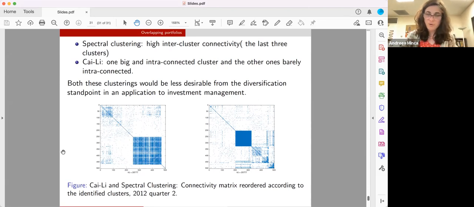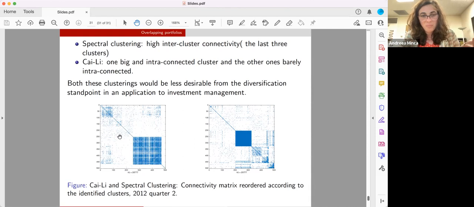properties. Now, let's go back from the Korean example to the overlapping portfolios. I think the other clusterings are less desirable because of what they produce. This is what you would get by using one of these two methods, spectral clustering and Tsai-Lee. In spectral clustering, you would have high intercluster connectivity, and Tsai-Lee would be this one, where you have one big, intra-connected cluster and the other ones are barely connected. So then you wouldn't achieve anything in diversification, because it would be almost uninformative.